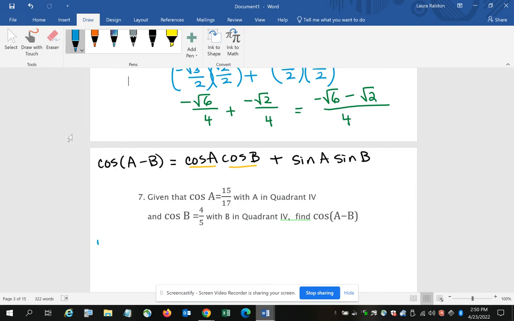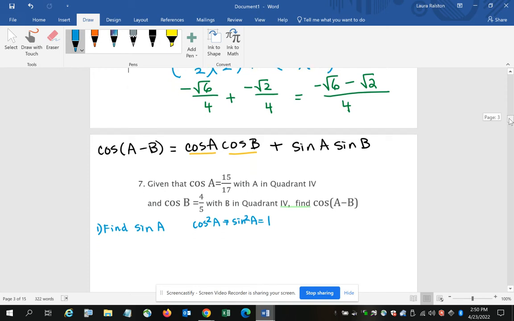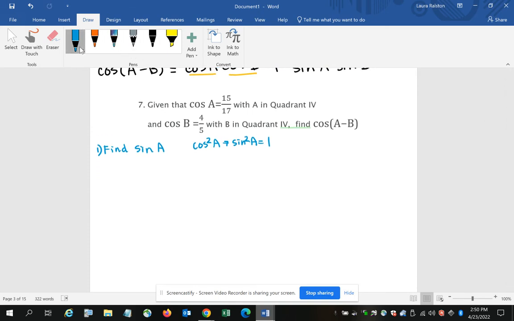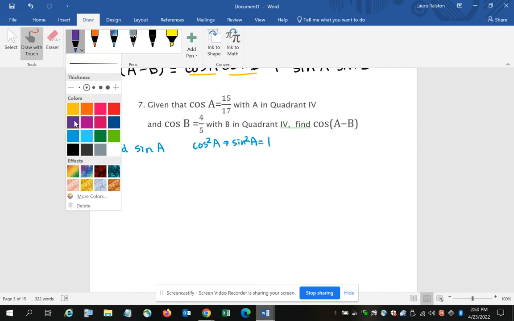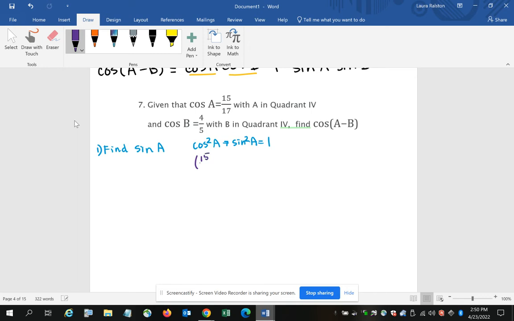Step 1 is we need to find sine A. We're going to use the Pythagorean identity cosine squared A plus sine squared A equals 1 to do that. Okay, so I know that cosine A is 15/17. So I have 15/17 squared plus sine squared A equals 1.